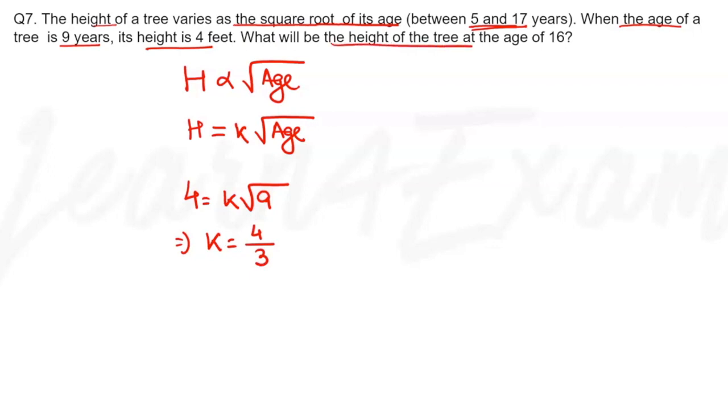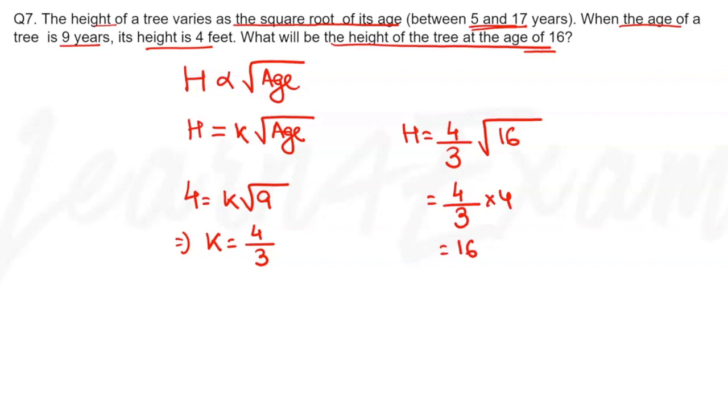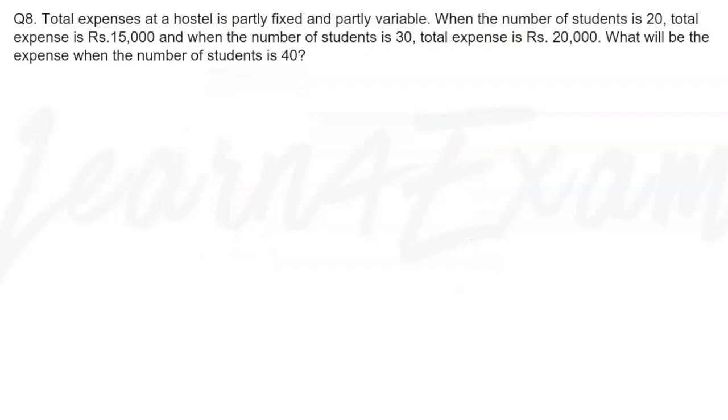We need to find the height of the tree at the age of 16. So h is equal to k, that is 4 by 3, into the root of age, that is 16, or the value of the height would be equal to 4 by 3 into 4, or 16 by 3, which would come out as 5.33. So the answer for this question is 5.33 feet. Let's move into the next.